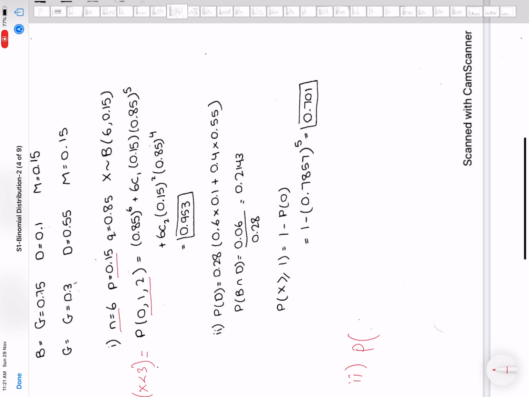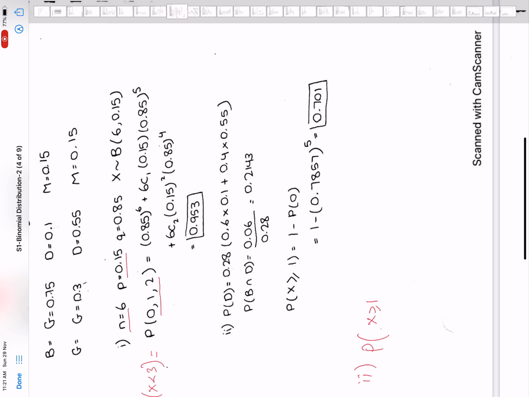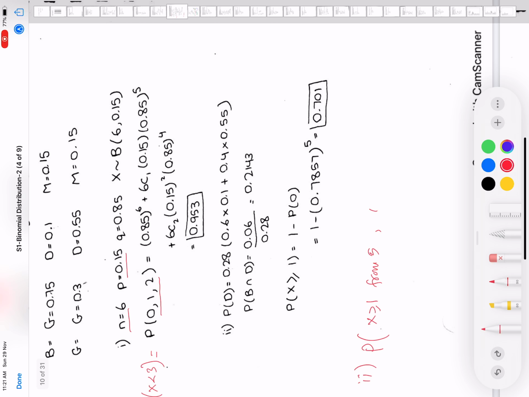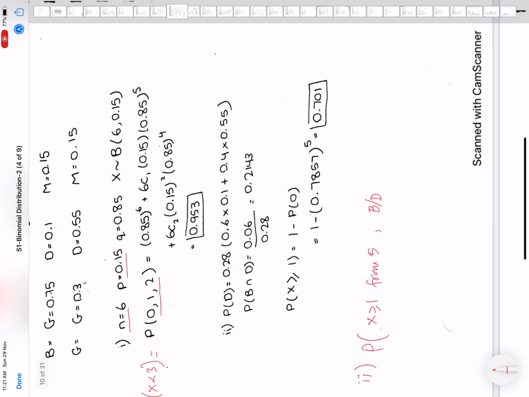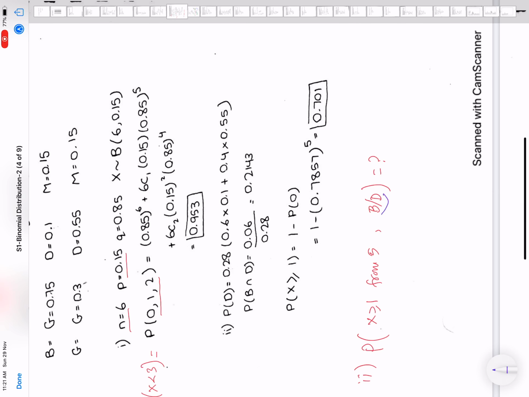At least one of them is a boy, and 5 is basically n. And here conditional probability. Boys who choose drama. Now this information will help you to get P.